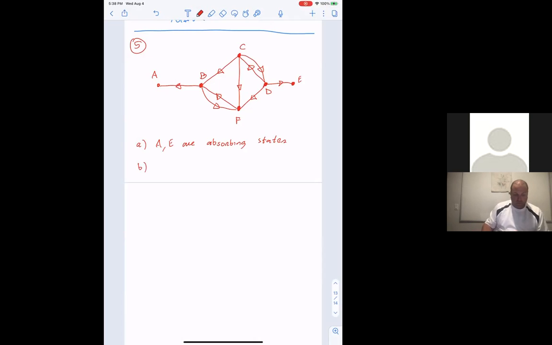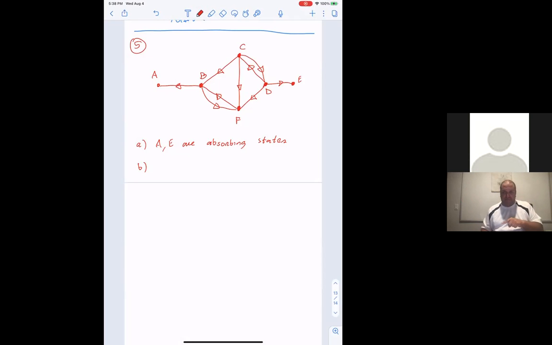Part B. Write down the probability that a random walk would end at vertex A if it began at vertex B. Now, you might think here that if you begin at vertex B, you are guaranteed to have a 1/2 chance of ending at A. Why a 1/2 chance? Well, if you're at B, you can go to A or F. So 50-50.